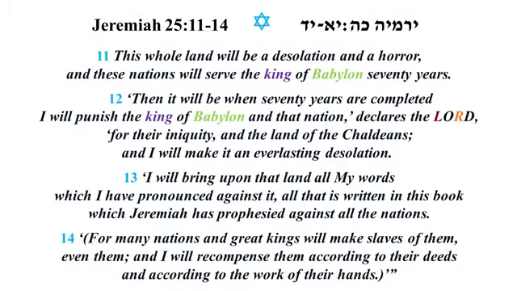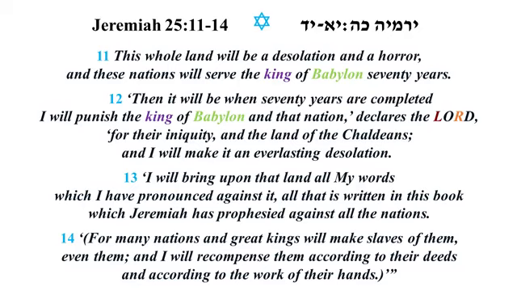This whole land will be a desolation and a horror, and these nations will serve the king of Babylon 70 years. Then it will be when 70 years are completed, I will punish the king of Babylon and that nation, declares Yahweh, for their iniquity and the land of the Chaldeans, and I will make it an everlasting desolation. I will bring upon the land all my words which I have pronounced against it, all that is written in his book, which Jeremiah has prophesied against all the nations. For many nations and great kings will make slaves of them, even them, and I will recompense them according to their deeds and according to the works of their hands.